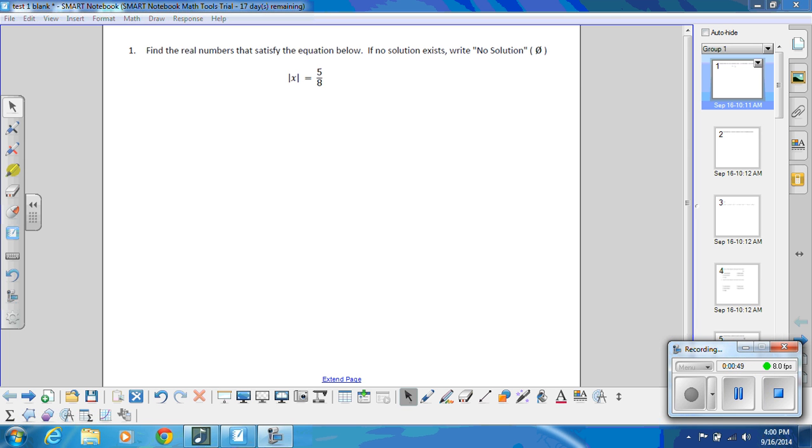So without further ado, let's go ahead and get started, and I'm going to go over these problems, and you can follow with me, okay? Let's look at this very first one. It says find the real numbers that satisfy this equation.